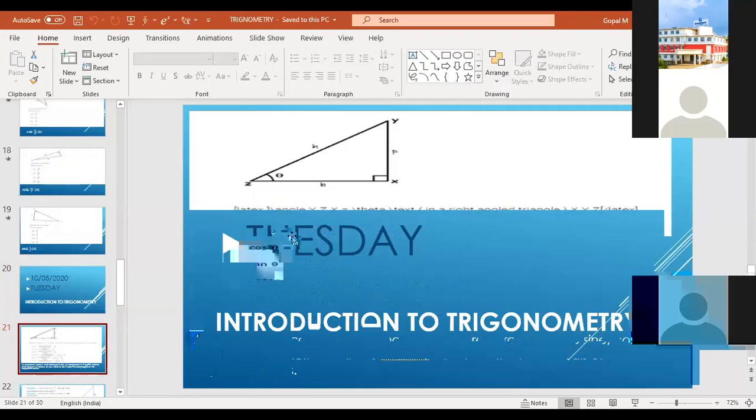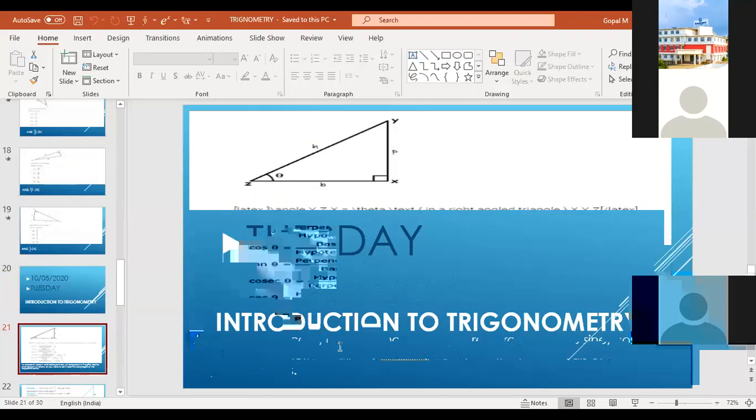Sine is nothing but perpendicular by hypotenuse, or opposite by hypotenuse. Cos is nothing but what? Adjacent by hypotenuse. Tan is sine by cos, that is opposite by adjacent.